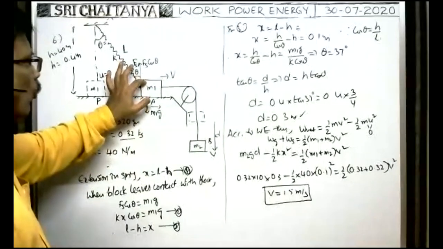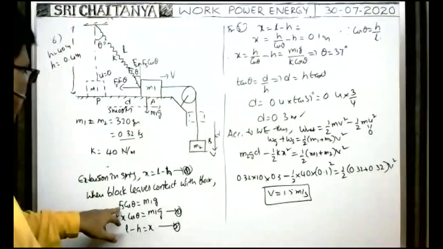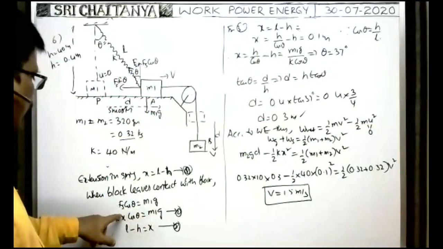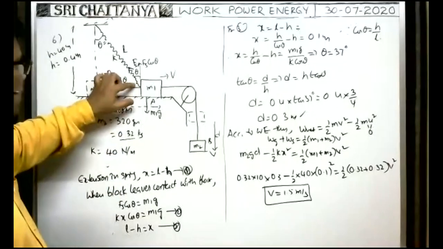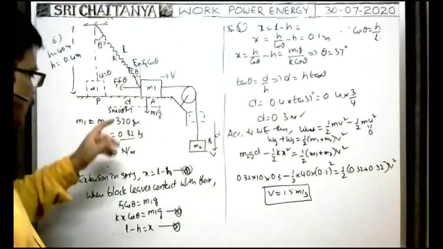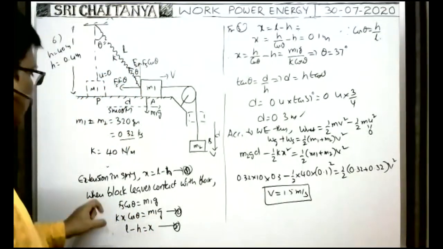So at that time, what is the extension of the spring? So make these two equal. So here, Fs cos theta is equal to m1g. From that, Fs means spring force developed. When the block comes to this position, extension of the spring is x. Then kx into cos theta is equal to m1g.